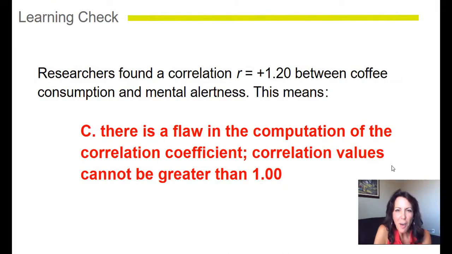There's a flaw in the computation. Some of you noticed that. We can't have an R of more than positive 1 or less than a negative 1. So the correlation values cannot be greater than 1. Okay, so in the next video, we're going to talk more about Pearson's correlation coefficient.